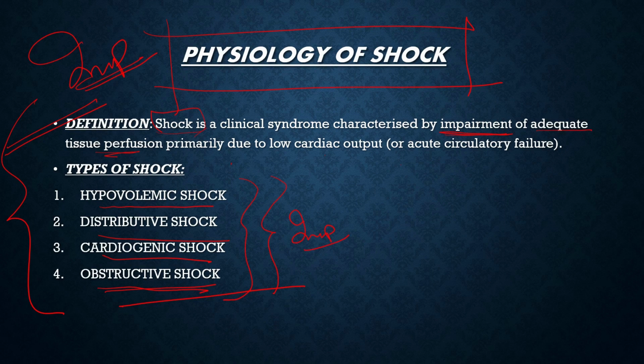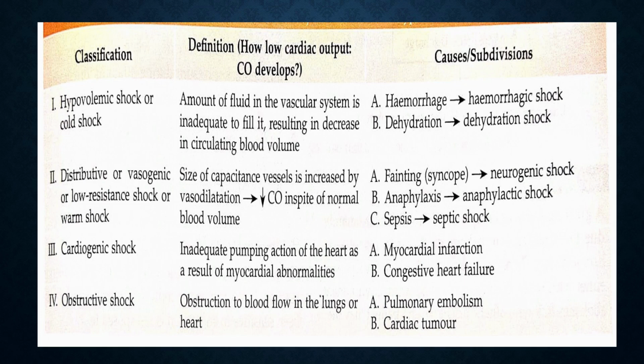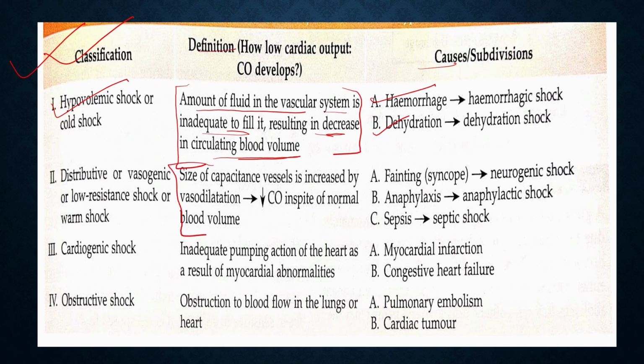Next, let me show you the chart which I was talking about. Yes, here it is. It has been extracted from AKGen. Definitely you must be knowing it. So firstly, it is the hypovolemic shock. What is it? A simple definition and a cause. The amount of fluid in the vascular system is inadequate to fill, resulting in a decrease in circulating blood volume. What are the causes? Hemorrhage and dehydration. Simple. In simple terms, it has been mentioned in AKGen. Please read it properly. You guys will be able to understand it.